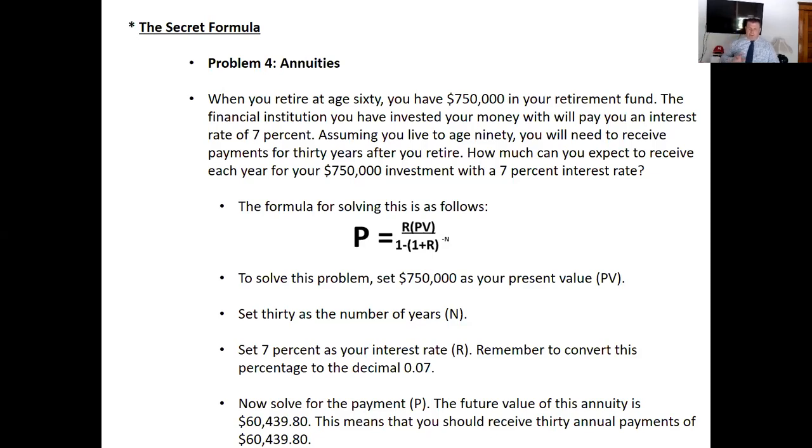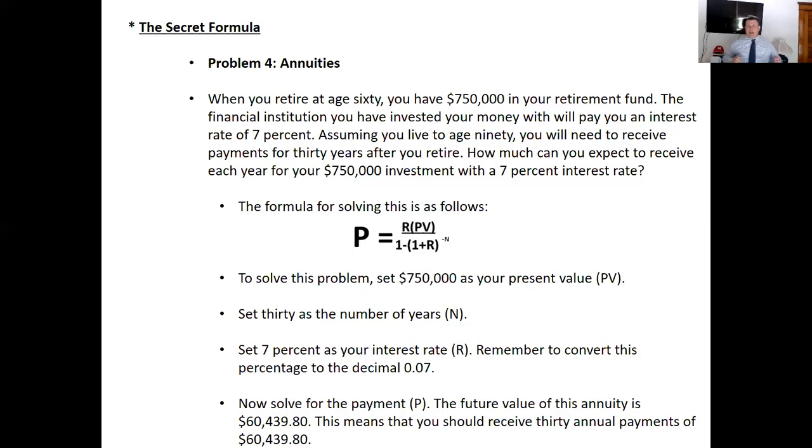So to solve this problem, we'll set $750,000 as our present value, PV. We'll set 30 as the number of years, N, and don't forget the negative sign there, so it's actually going to be negative 30. Set 7% as your interest rate, R, 0.07. Remember to convert the percentage rate to a decimal. And now solve for the payment, P. And the annuity payment, when we plug all these numbers in, is $60,439.80.